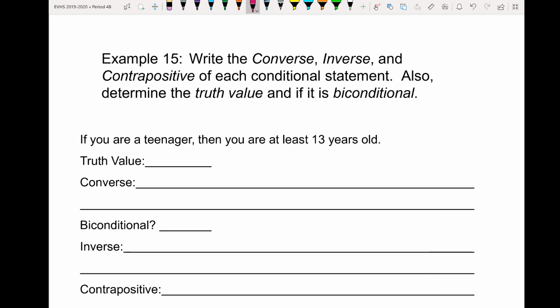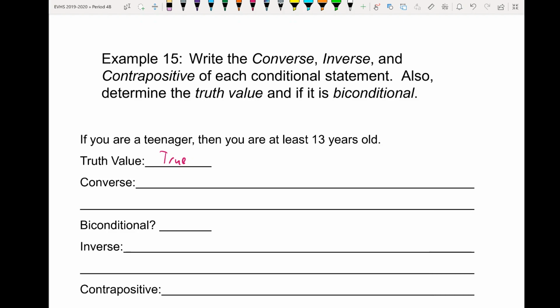Someone says a 20-year-old. Now my next question is, does this satisfy the hypothesis? Because in order to be a counterexample, it must satisfy the hypothesis but contradict the conclusion. Does this fit into the teenager category? No. Therefore, we cannot consider it for a counterexample. So what are the only ages we're allowed to use here? 13 through 19. And in every case, are those at least 13 years old? Yes. So this one is true.